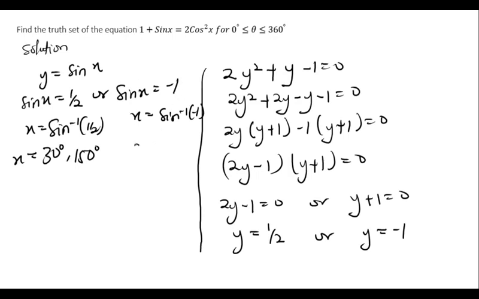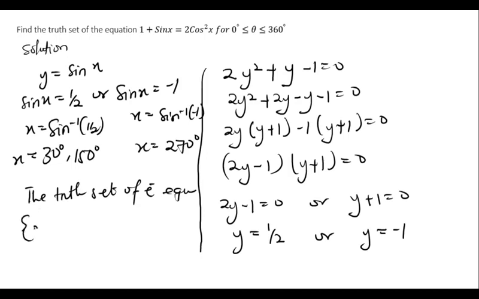Yes, so our x over here is what? 270 degrees. So it means the truth set of the equation in this case is such that x is equal to what? 30 degrees, 150 degrees, and 270 degrees.